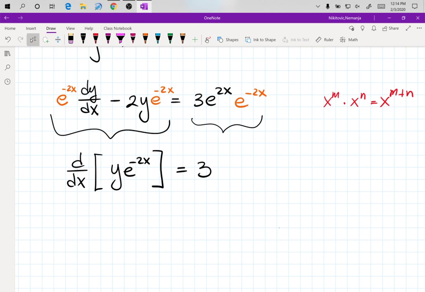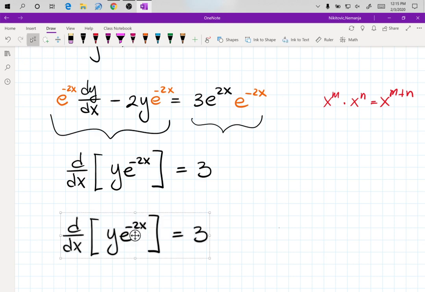Wow. Look at that. So now I'm going to copy this, the whole thing. Just make another copy of this. And then we are going to integrate both sides. So now we are going to integrate. Okay. So we integrate both sides.